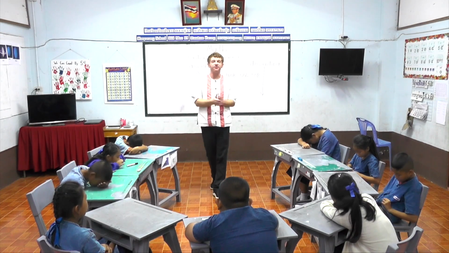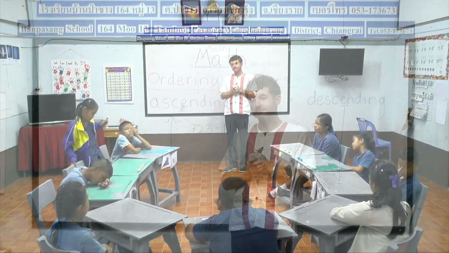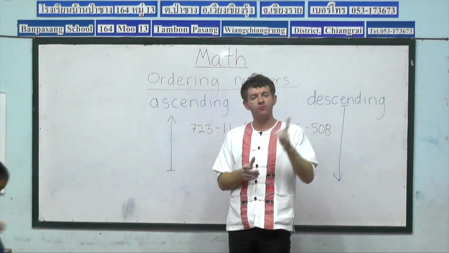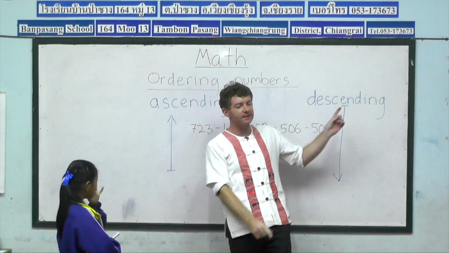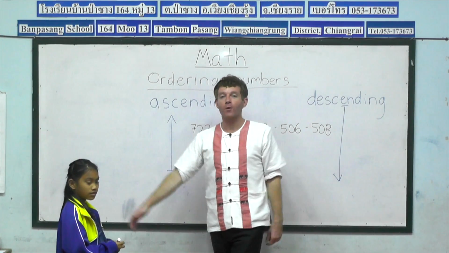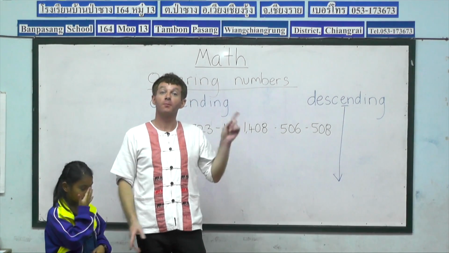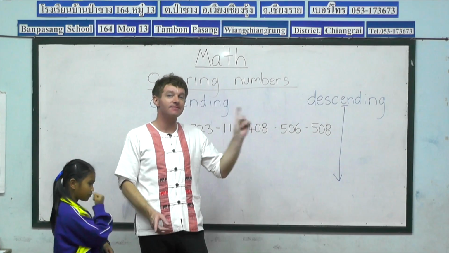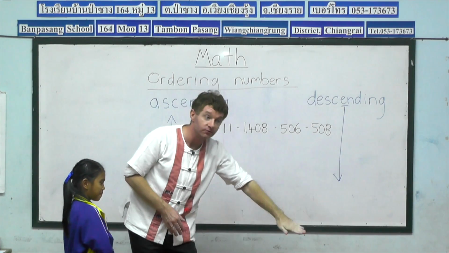This time it's the turn of Pak Bung. If Pak Bung can come and join me. Now guys, what shall we have Pak Bung do? Shall Pak Bung do ascending or descending? Descending. Okay, our students have spoken and Pak Bung will now put these numbers in descending order, which means start with the biggest and go to the smallest.